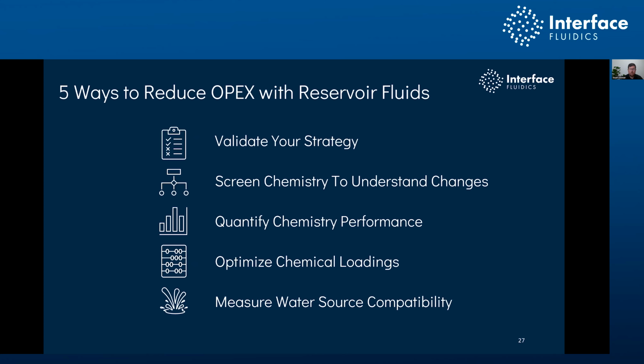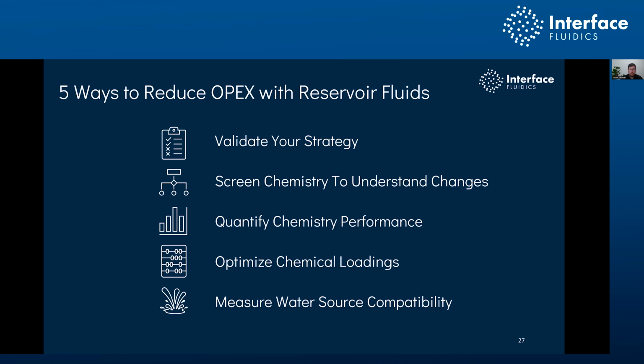The second is to screen chemistry, whether that is a frac fluid additive or production chemistry. We have the ability to control the fluids and control the process so that we can interrogate how these different chemistries interact with the real reservoir fluids, water and oil, to understand where they may be effective or where they may be ineffective, and actually quantify the differences between them.